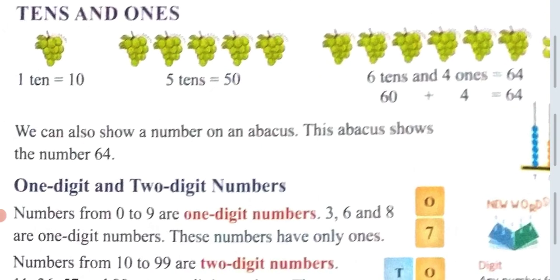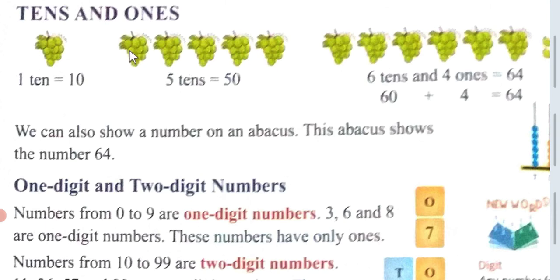As we move to another page, here it has been given tens and ones. So here you can see how many grapes are there? 1, 2, 3, 4, 5, 6, 7, 8, 9 and 10. So 10 is equal to 1 ten and 0 ones. Here you can see 5 bunches are there and each bunch has 10 grapes. So it will count as 50 grapes.